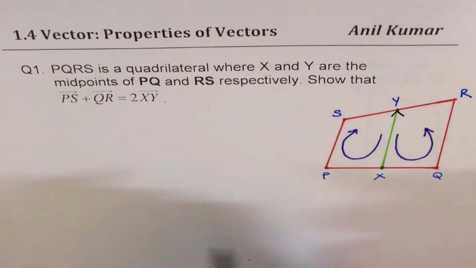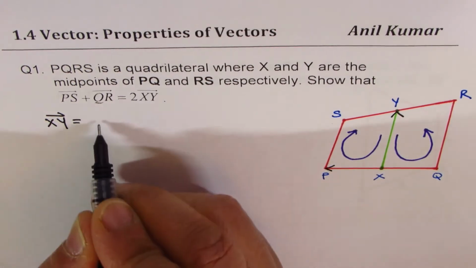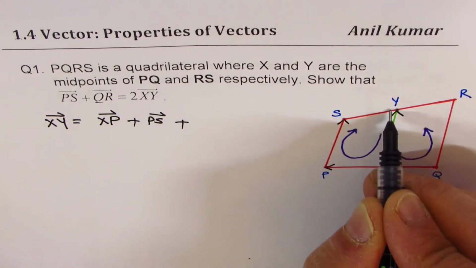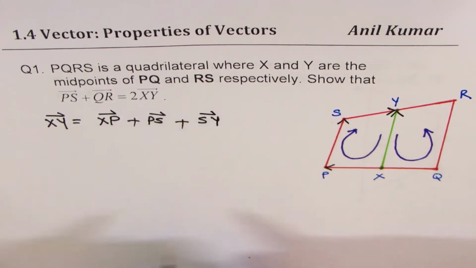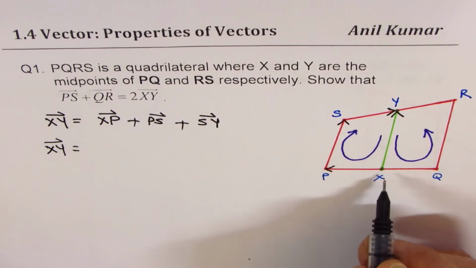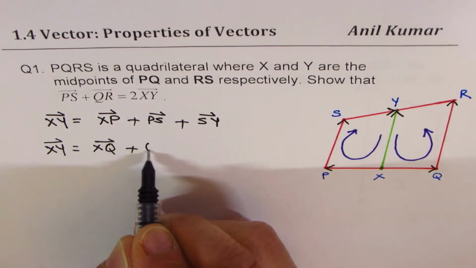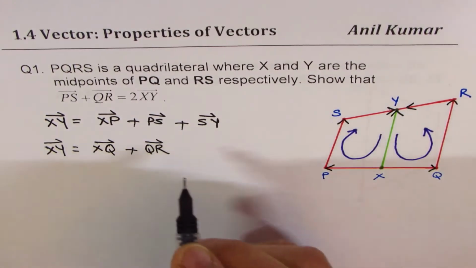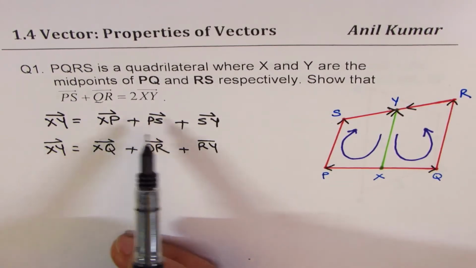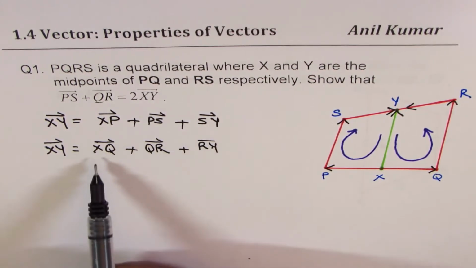So xy can be written as, if I go one way, xp plus ps plus sy, right? Similarly, if I go in the other direction, I can write xy as xq plus qr plus ry. Does make sense. X to p, p to s, s to y means x to y. Do you see that? X to q, q to r, r to y means x to y.